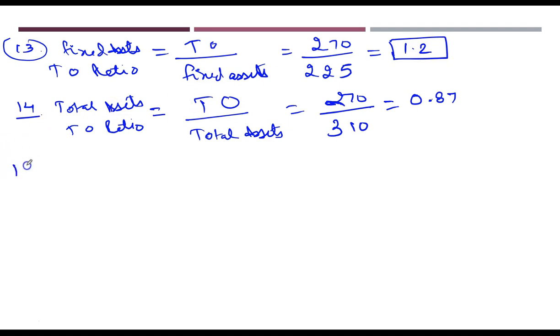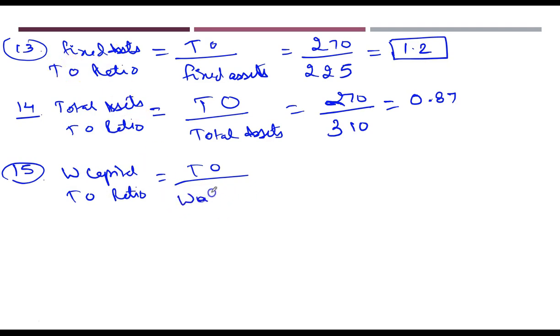Next we have to find out the working capital turnover ratio. As I told you, in turnover ratios the numerator will have turnover and the denominator will have whichever ratio you are finding, so here it will be working capital. And what is working capital? Working capital is determined by current assets minus current liabilities. I hope you all remember the theory part.